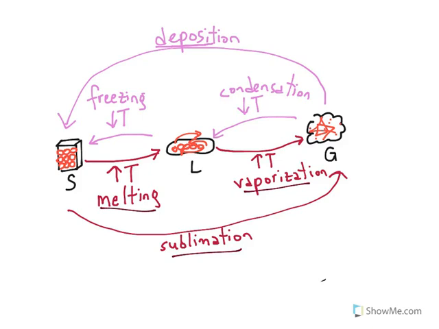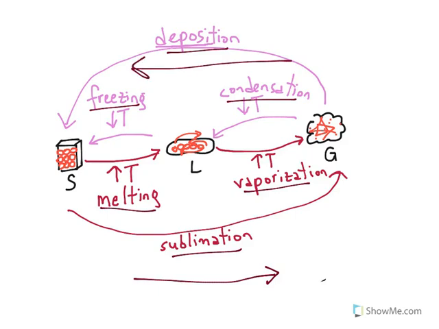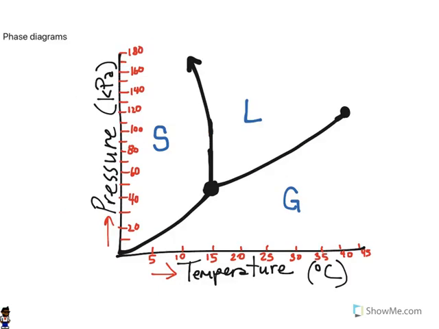Melting, vaporization, sublimation, they all go from, in this image, left to right by increasing temperature. Freezing, condensation, deposition, they happen by decreasing the temperature. So now let's connect that to this phase diagram. It turns out that these curves represent the phase transitions. So let's start with the very first one.